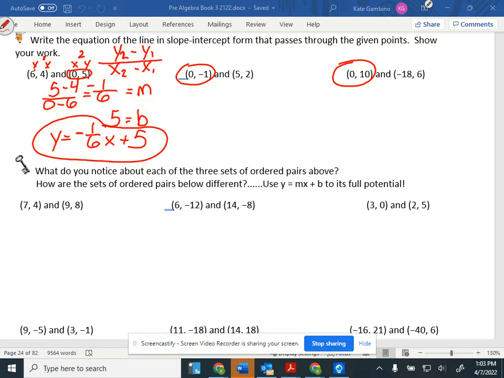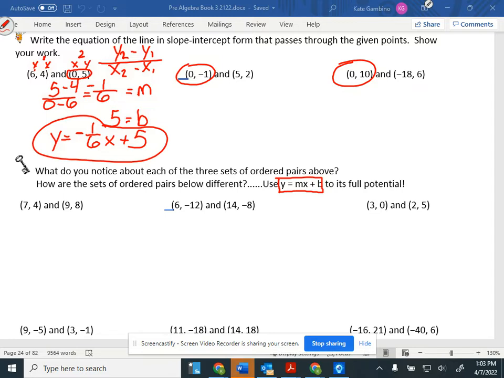How are the sets of ordered pairs below different? We have to use y equals mx plus b to its full potential. So let's start off the same way. We need to find our slope.